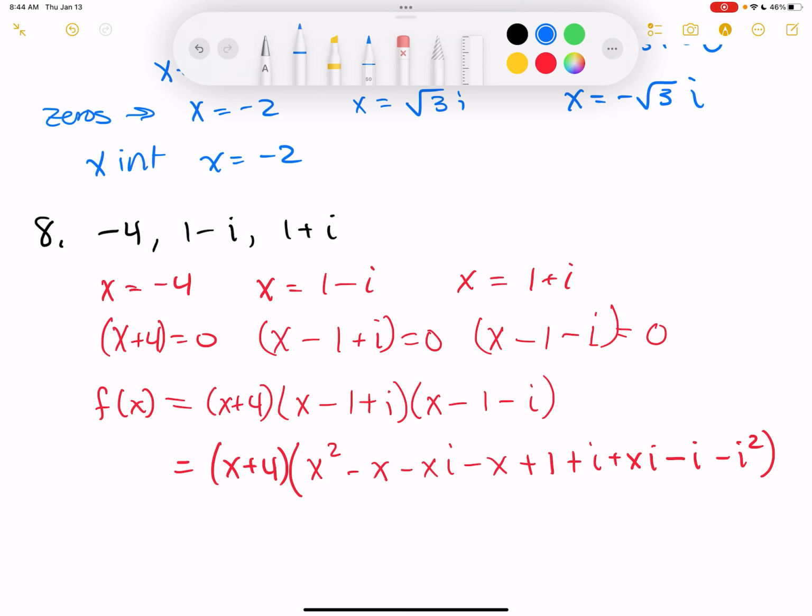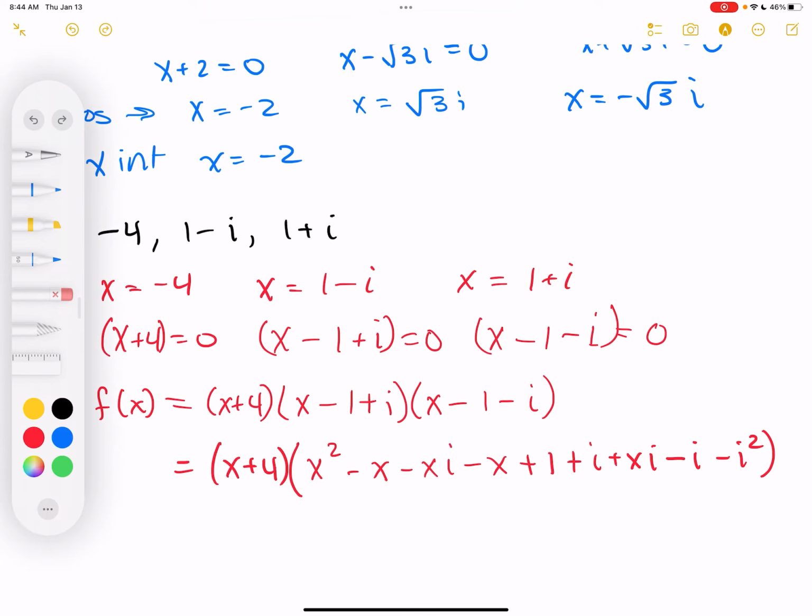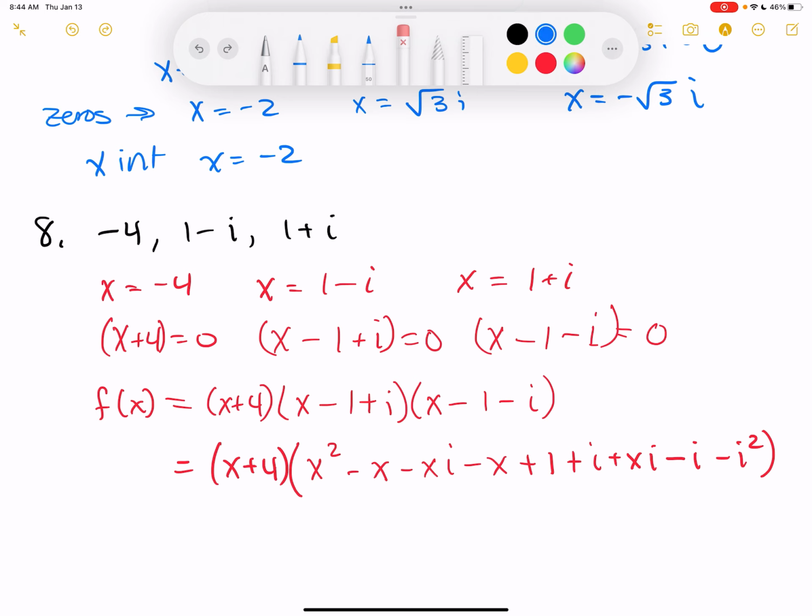Alright, so I'm going to cancel stuff that I can cancel over here to simplify this as much as possible. Let's see. I have a -x. I don't have a positive one. Minus xi. I've got a plus xi, so I'm going to cancel those. Just get rid of them all the way. I have a plus i and a minus i. And then i squared is -1, so times that, it's going to be plus 1.